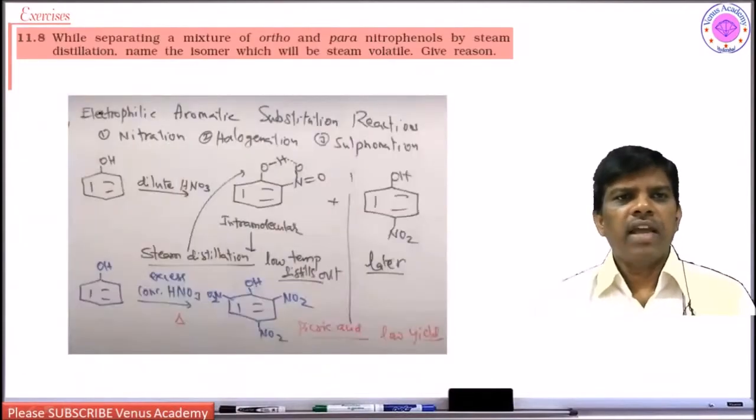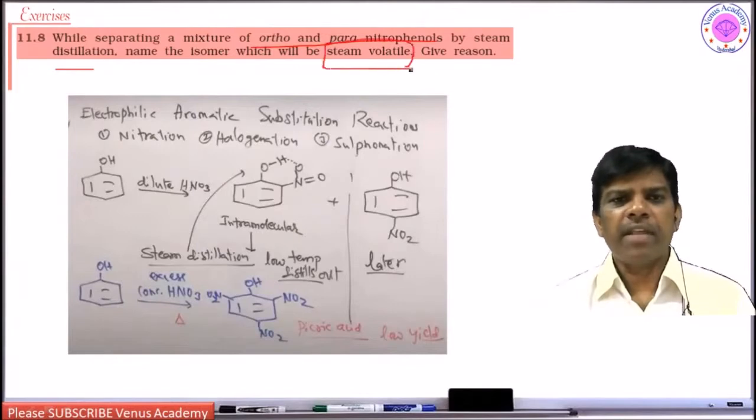Next, while separating a mixture of ortho and para nitrophenols by steam distillation, name the isomer which will be steam volatile. Give reason. Dear students, I have explained in detail. Steam distillation, how will you do it? Upon nitration, you are going to get a mixture of ortho and para. This is ortho, and this is the para compound, which is major.